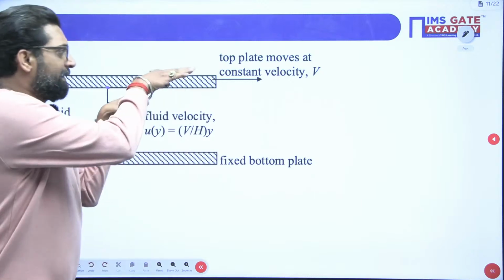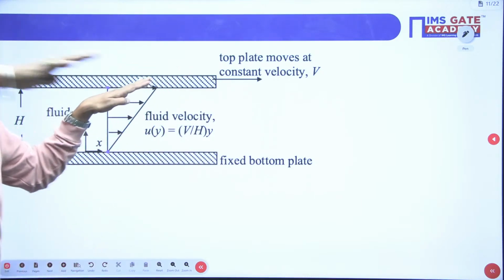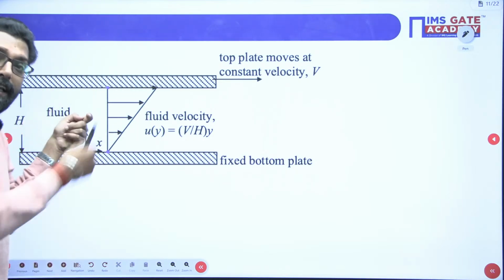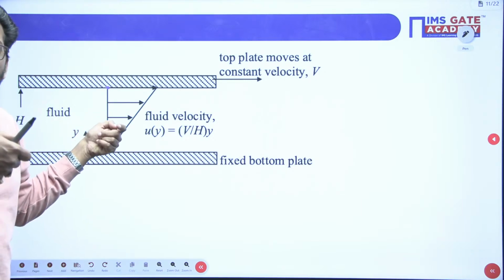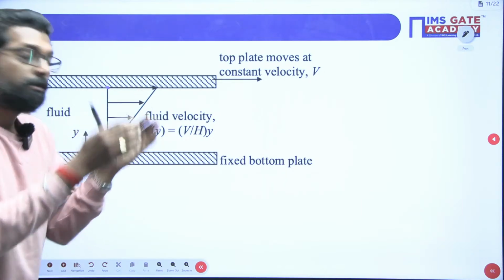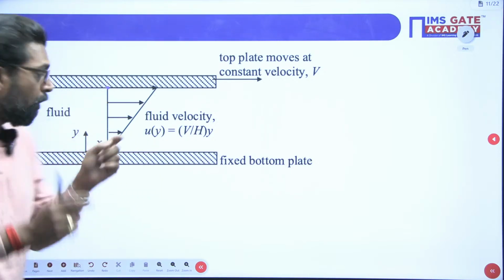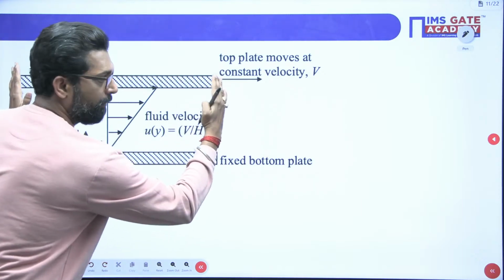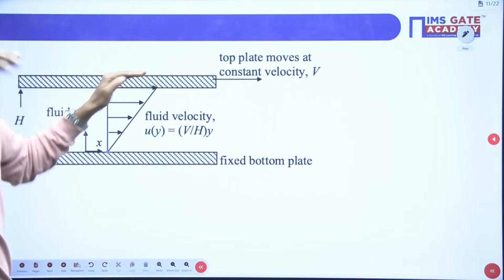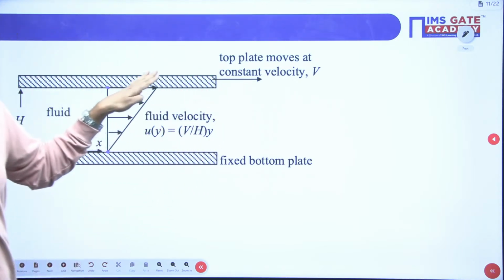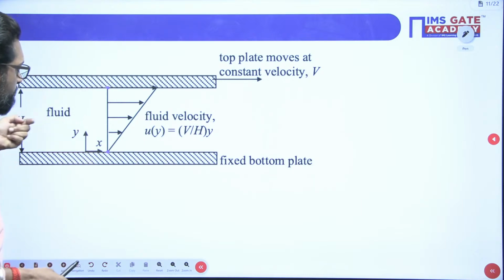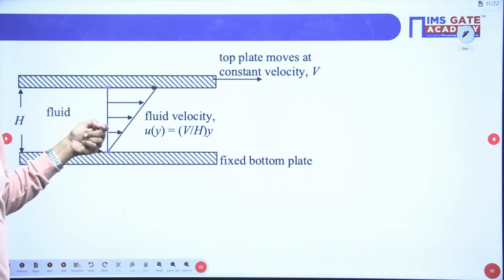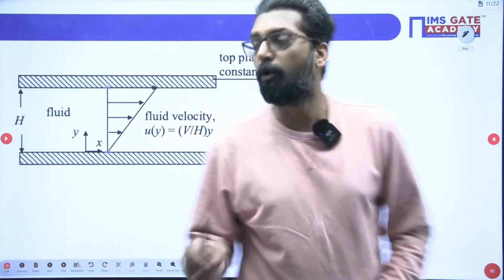Now, this plate is a very wide plate. So the velocity in the z direction, which is perpendicular to the board, is very low compared to the x direction. Why? Because this length is very small compared to the width of the plate, so the fluid cannot cross in the z direction. Before that it will cross in the x direction. So motion is in the x direction only.